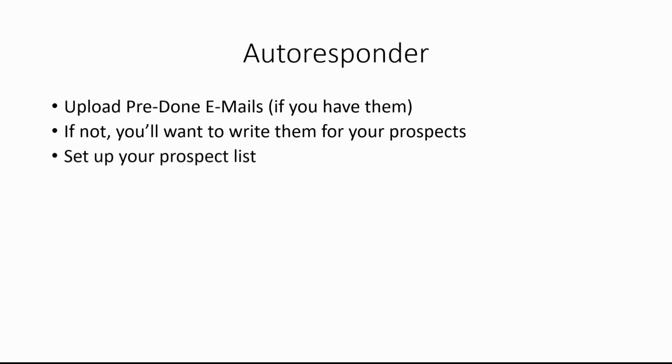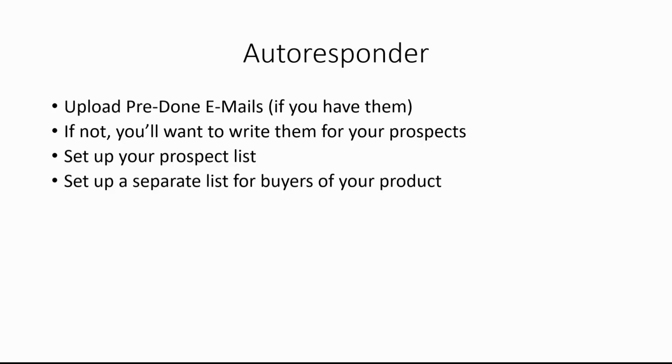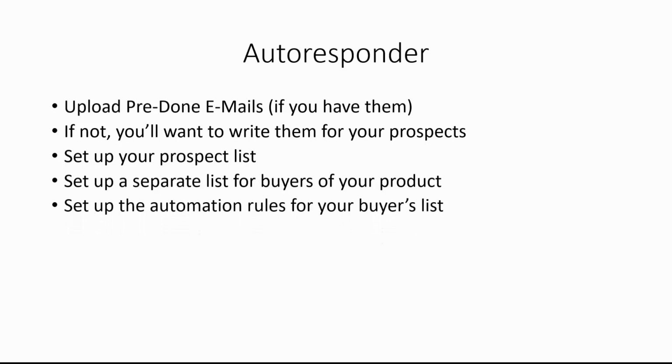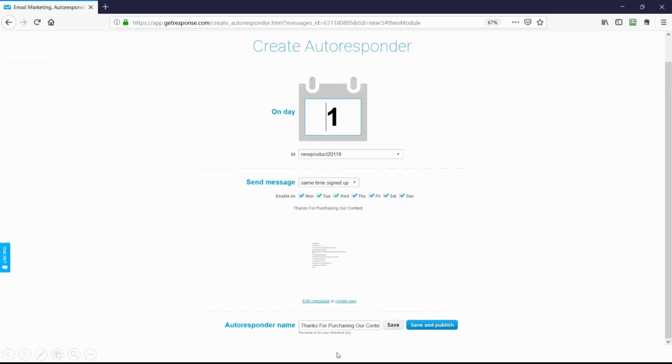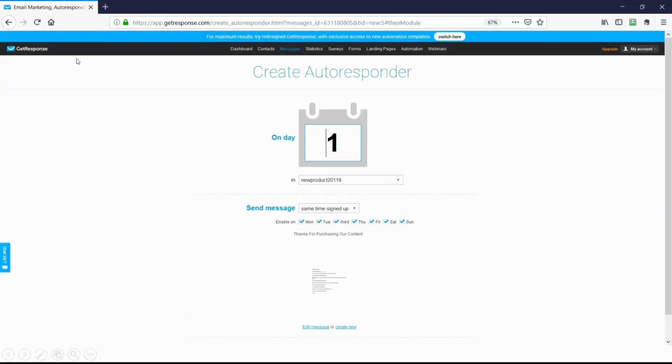Okay, so we have set up our prospect list. We have set up a separate list for the buyers of our product now. Now what we need to do is set up the automation rules for the buyers list, and we need to do that inside of GetResponse. So what are we going to do here? We're going to go now to automation.